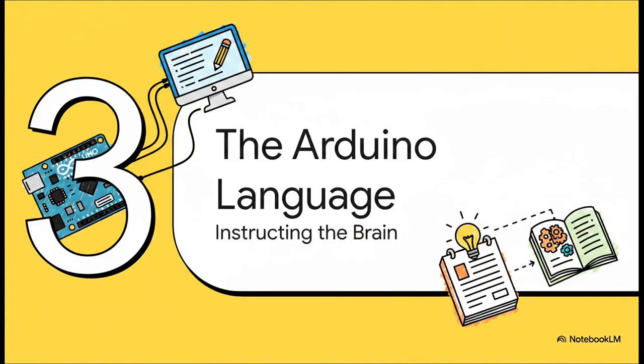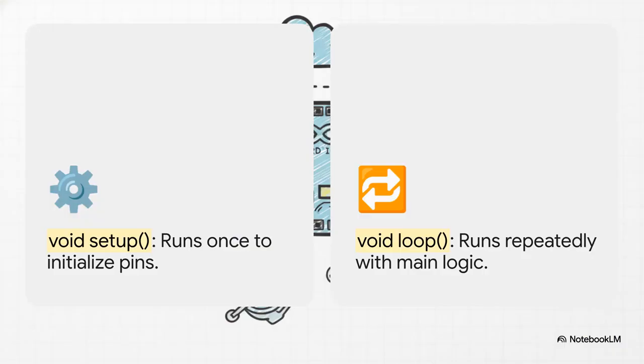Section 3, the language of Arduino. Basically how we instruct the brain. So every single Arduino sketch is built on this really stark architectural contrast. On one hand, you have void setup, which runs exactly once when you boot it up to initialize your pins and protocols. It's the prep phase. Then the microcontroller drops into void loop. This is your continuous action phase. It runs your main logic over and over and over again at lightning speed until you pull the plug.